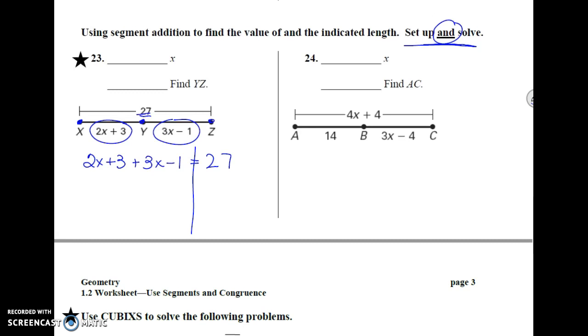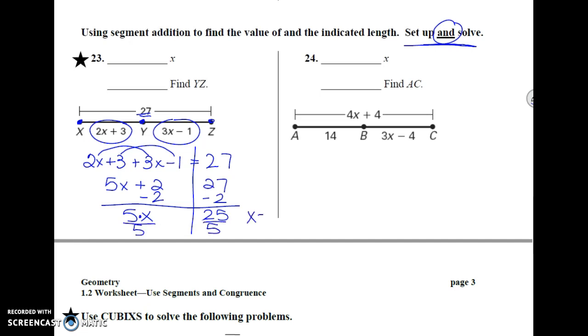From there, you're going to use your skills from solving equations. The first thing I would do is add like terms on the left. You have the 2x and the 3x, that makes 5x. And then you have the 3 minus 1, and that's going to make 2, still equal to 27. And then from there, you're going to do the same thing to both sides. You have the plus 2, so you will subtract 2 from both sides. 5x equals 25, and then the 5 is being multiplied times the x. So you will divide by 5 on both sides, and you get x equals 5.